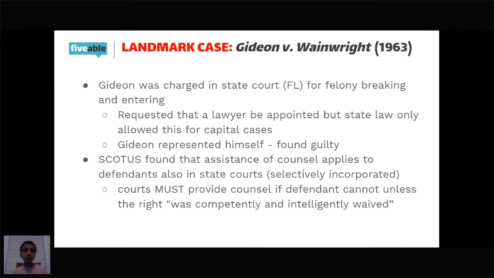What that means is that if the defendant themselves says, no, I don't want a lawyer, and they are in a good mental state, mentally competent and intelligent enough, literate and able to waive this right, then they can. Otherwise, a public defender must be appointed at all times.